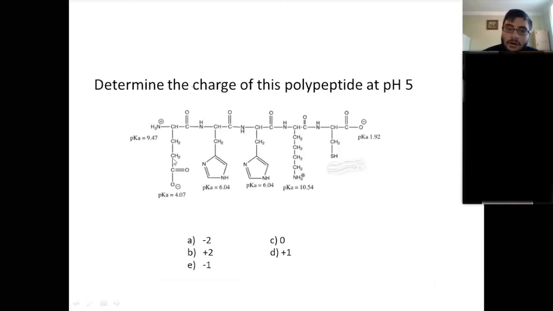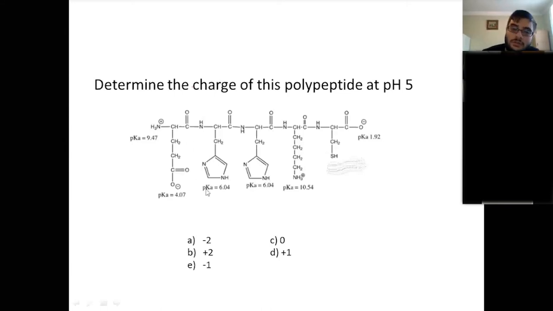Then you have this, which is aspartic acid. It should have a pKa of 4, which is less than the pH of 5. So it's deprotonated, negative, one negative on the left. Then you have lysine, pKa of 10.5, which means it's protonated, which means it's positive. So neutral, one negative, one positive, neutral.